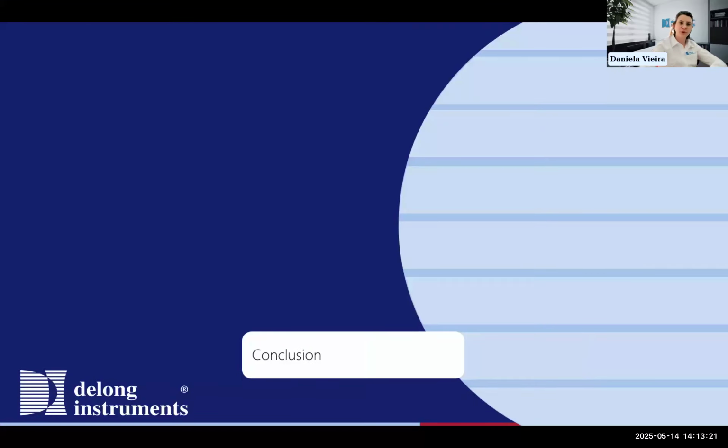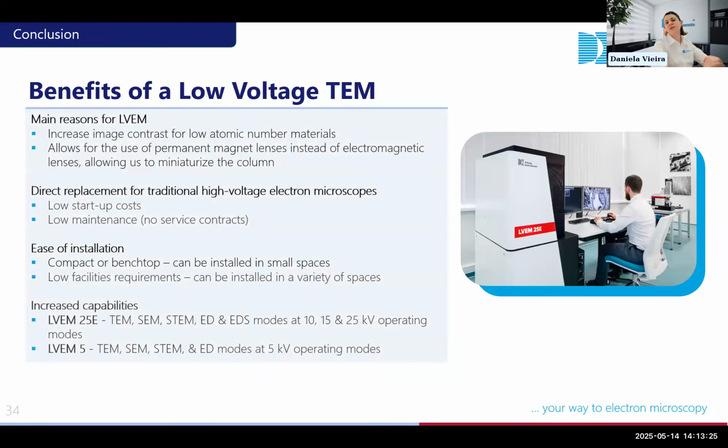So, our conclusion before we run our demo. Some benefits of low voltage TEM, as we said: the main reason for low voltage electron microscopy is the increased image contrast for low atomic number materials. It allows for permanent magnetic lenses instead of electromagnetic lenses, and that's why we can have a compact and less complex system. It's a direct replacement for traditional high voltage electron microscopes.